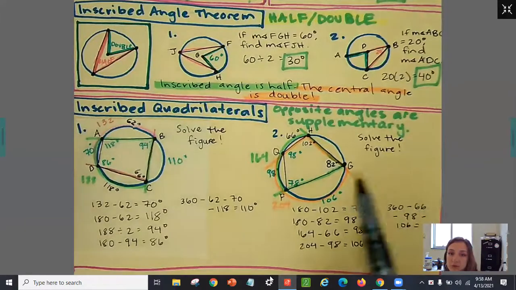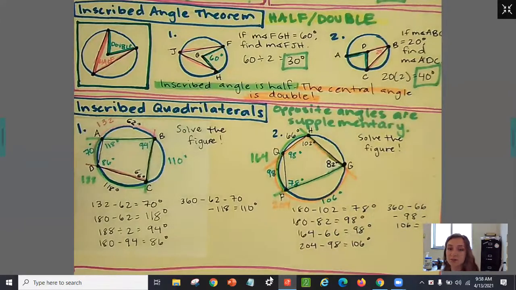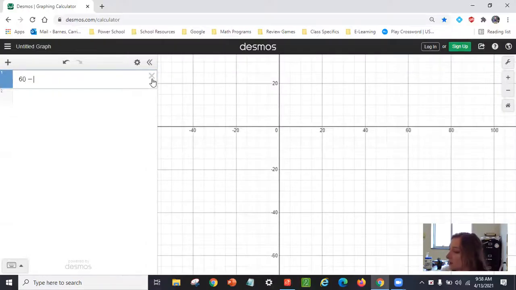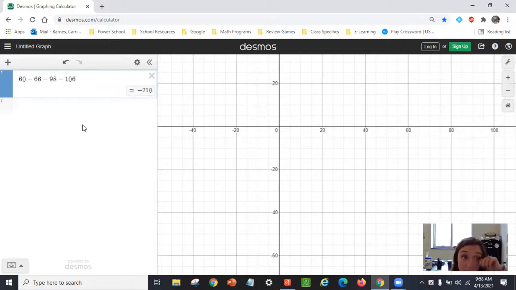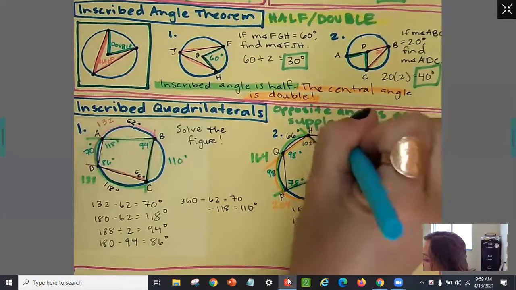Okay, and the reason that we can do that is because a whole circle has 360 degrees, so we can subtract all the arcs from 360. So let's do 360 minus 66 minus 98 minus 106. And that is going to give us, and I did not type in 360, that is going to give us 90 degrees. So the measure of this final arc that we need to find is 90 degrees.